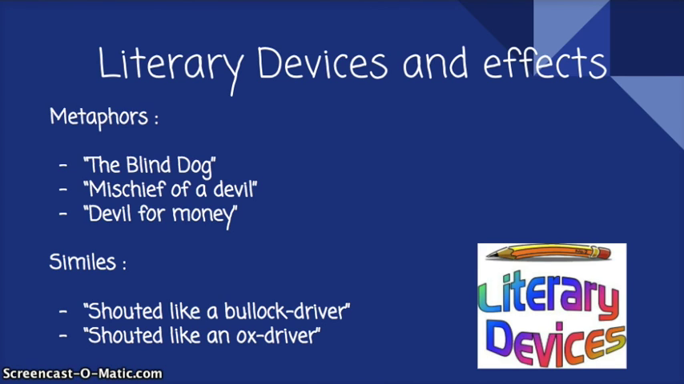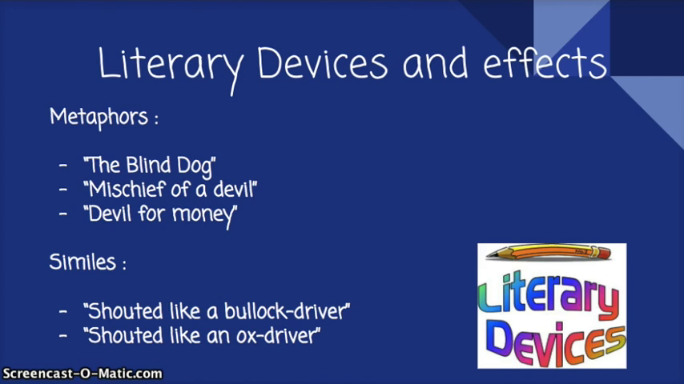There were also two similes used in the story: shouting like a bullock driver and shouting like an ox driver. These similes describe the manner in which the blind man shouted at the dog. In the story, the dog had to keep up with the blind man's extremely fast pace, being shouted at as a sign to move on. The manner in which the blind man shouted at the dog was compared to that of a bullock driver, as well as an ox driver.